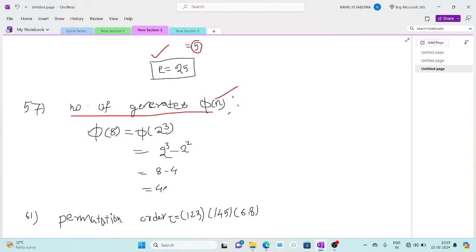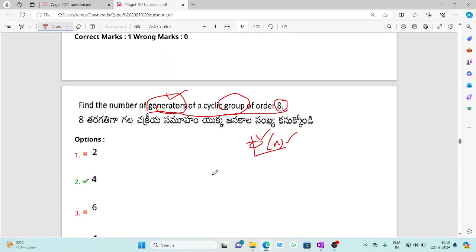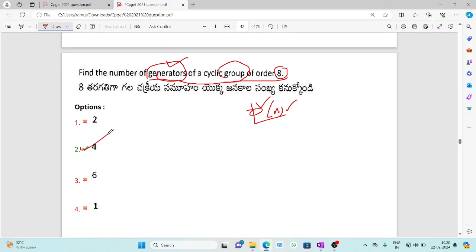So here n is 8. He mentioned that the group has order 8. So I just substituted 8 in place of n. So I get phi of 8, which I can write as 2 cube. And if you apply the phi formula to 2 cube, we get 2 cube minus 2 square. This 2 cube means 8 and 2 square is 4. We get 4 as the correct option for question 57. 4 is the correct option for this question.